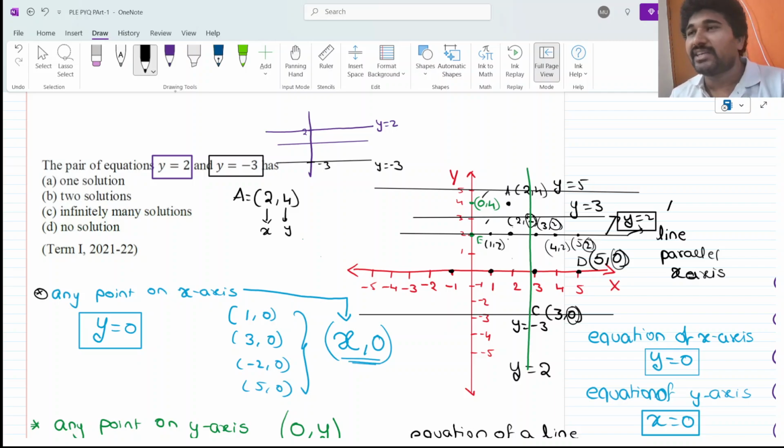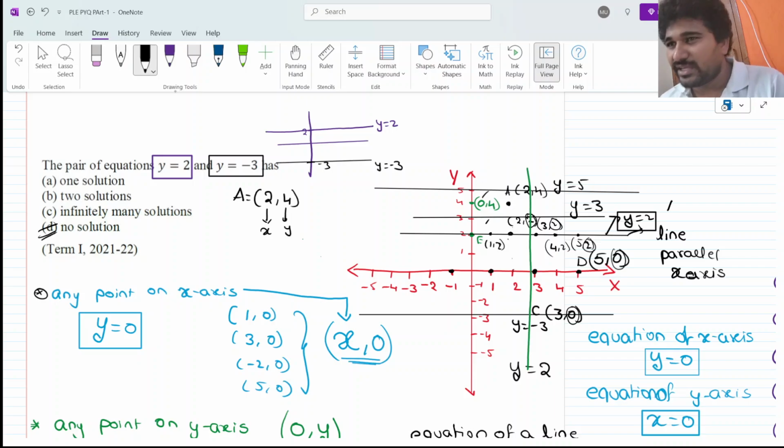If the two lines are parallel to the x-axis, that means they both are parallel to each other, right? The lines are parallel, so no solution. Parallel means no solution. Are you clear with that? These are parallel right here. How do you confirm? Because one is parallel to the x-axis and the other is also parallel to the x-axis, they both are parallel to each other.